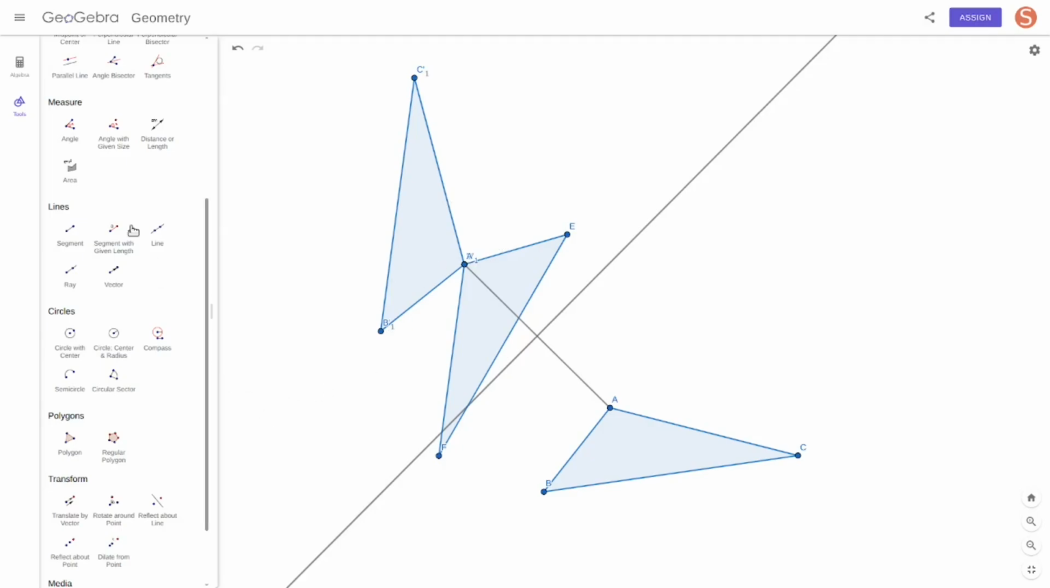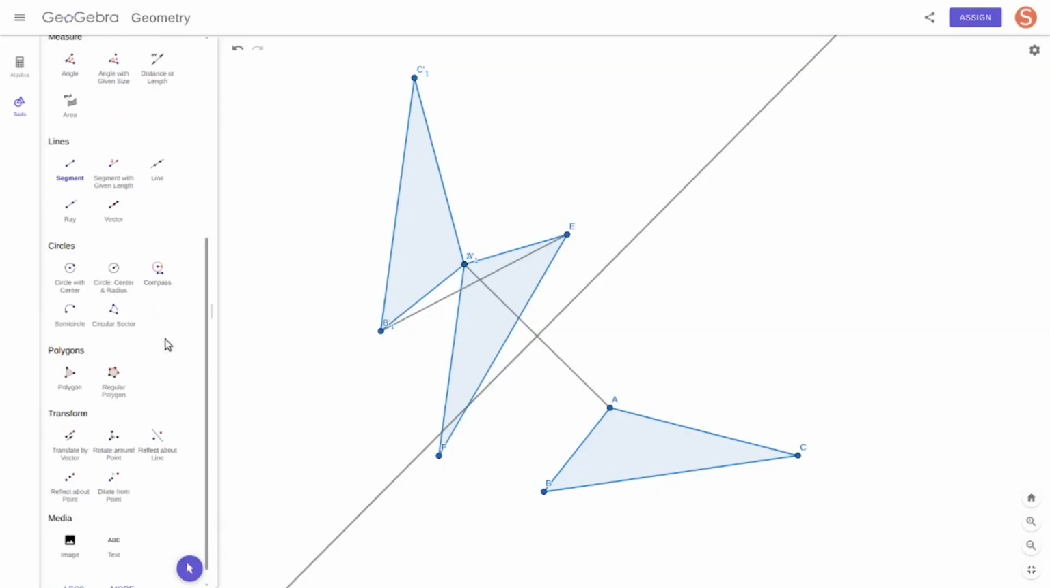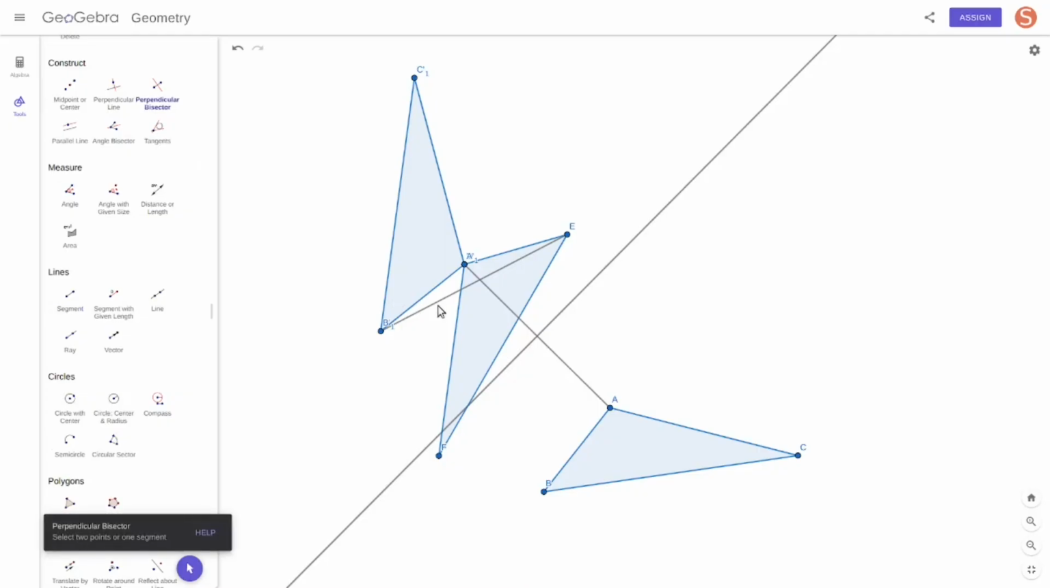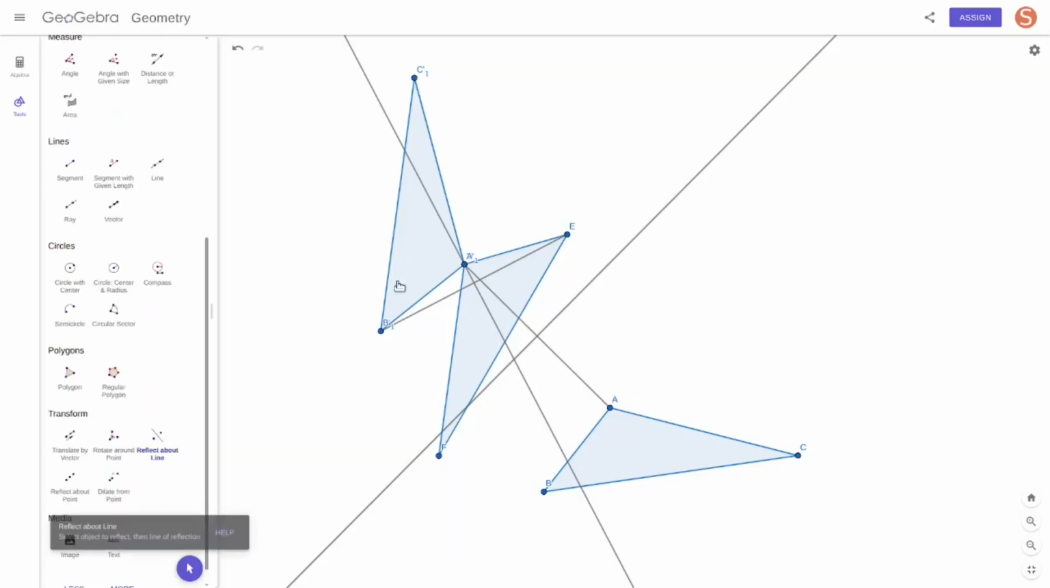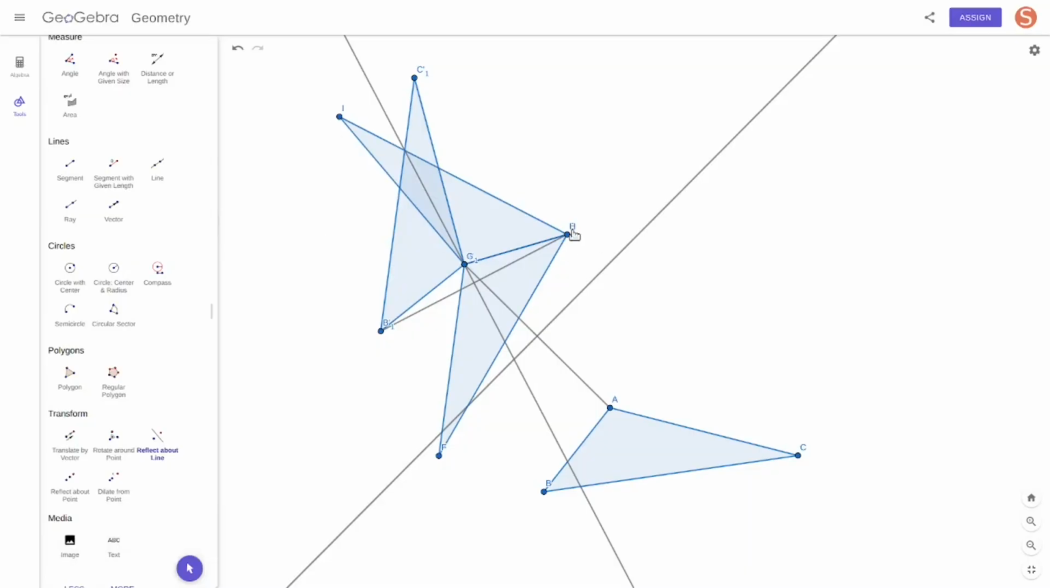Okay, and now I construct the segment I want to send B to E. Right, so I construct that segment right there. So that's the segment from B prime to E. And I construct its perpendicular bisector. And I reflect across that perpendicular bisector. And now I have this new triangle here. Okay, GeoGebra has named it G1, H, and I.